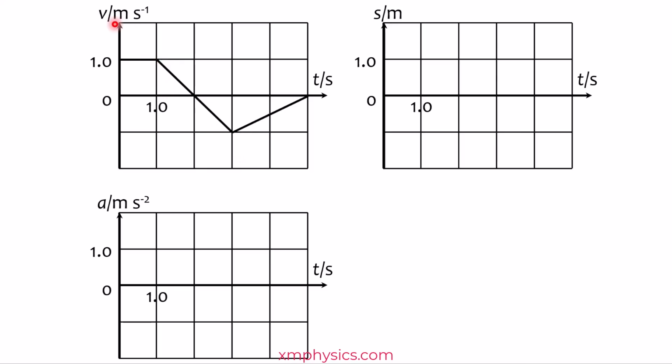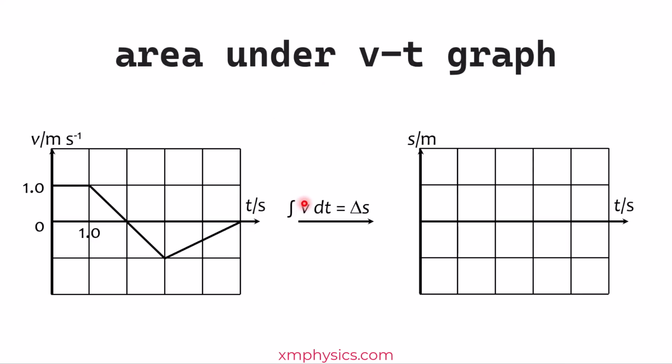Hello. You know the VT graph, the ST graph, and the AT graph, they are all interrelated. So given this VT graph, can we draw the corresponding ST graph and AT graph? Let's start from the ST graph, yeah?